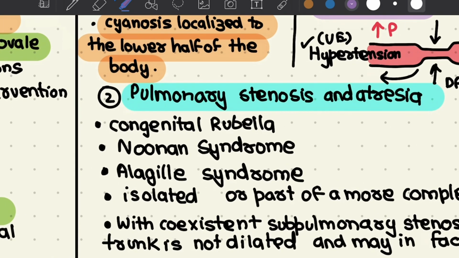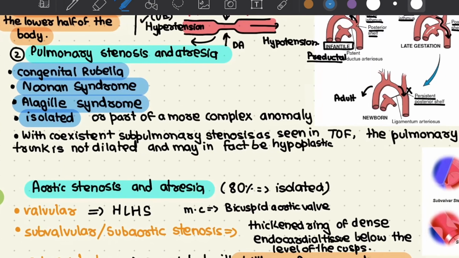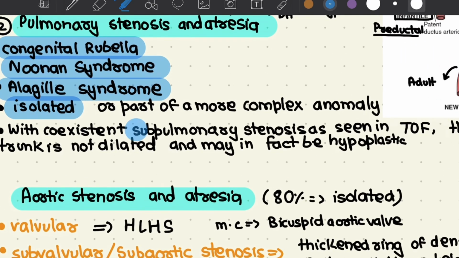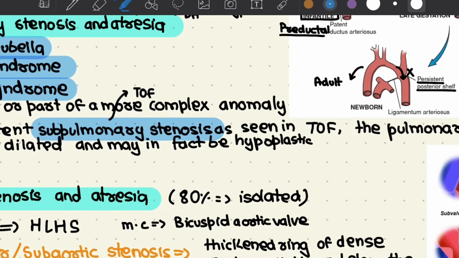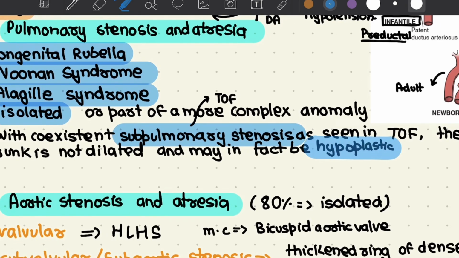So we often get pulmonary stenosis in cases such as congenital rubella infection, Noonan syndrome, as we discussed previously, and Alagille syndrome. Sometimes, whenever there is a coexistent subpulmonary stenosis, as we saw in tetralogy of Fallot, we don't get a pulmonary trunk that is dilated. Instead, the pulmonary trunk may in fact be hypoplastic in those situations.